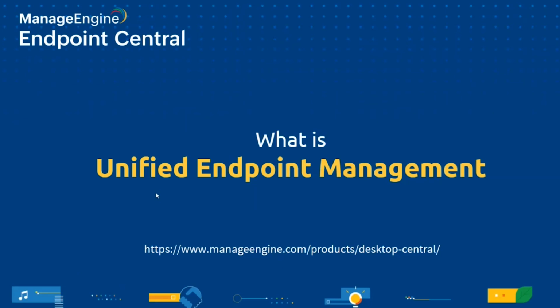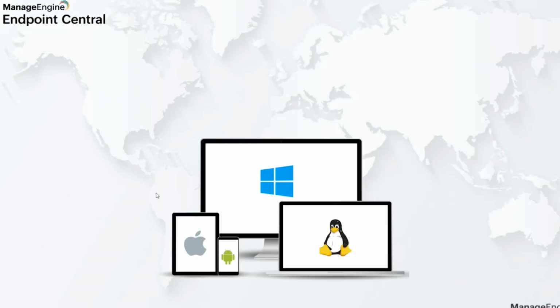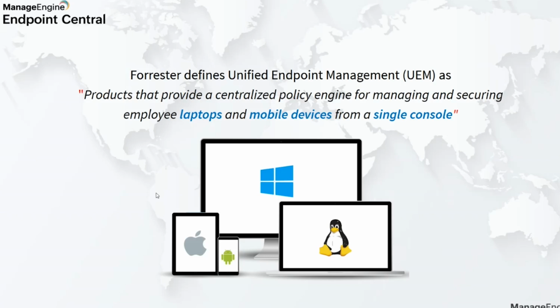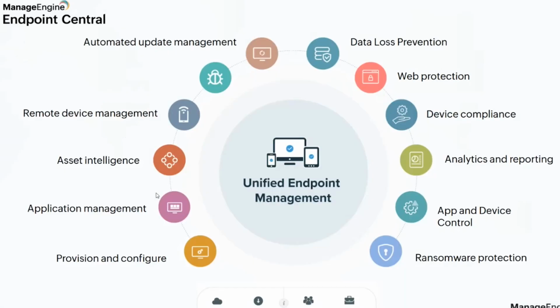So what is Unified Endpoint Management? Unified Endpoint Management, as Forrester defines it, is any solution that gives you a centralized console to help you manage multiple devices: laptops, mobile devices, and servers. That is what they call Unified Endpoint Management. And with Endpoint Central, there are multiple features, as you can see on the screen, like application management, remote device management, web protection, and data loss prevention. These are some of them.